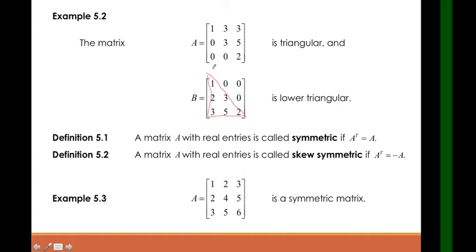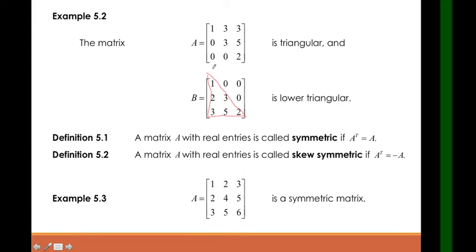Definition 5.1: a matrix A with real entries is called symmetric if A raised to T is equal to A. A matrix A with real entries is called skew symmetric if A raised to T is equal to negative A.